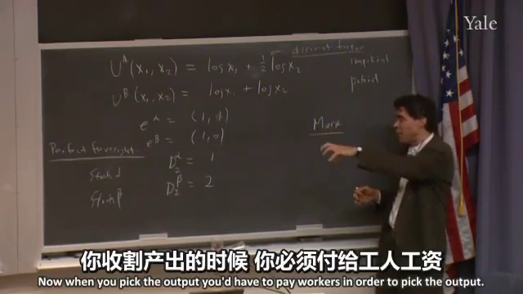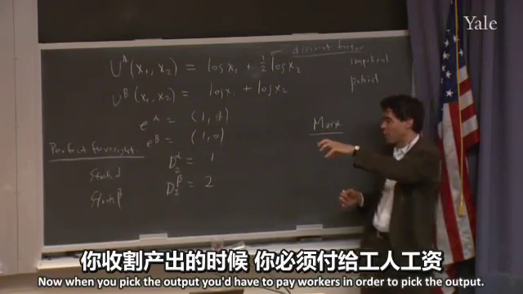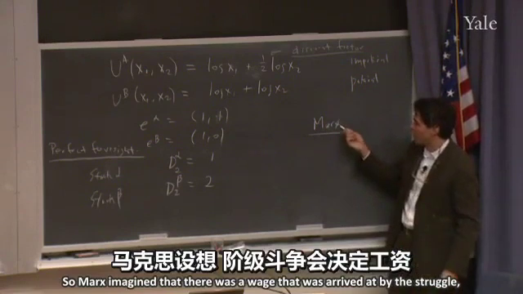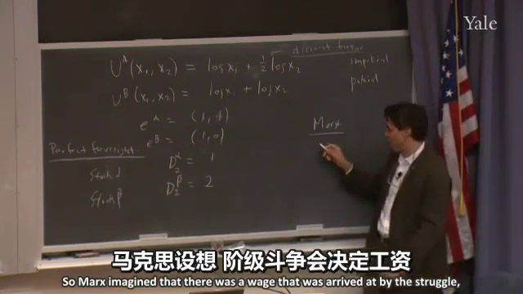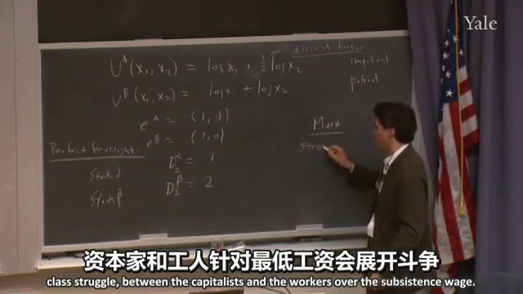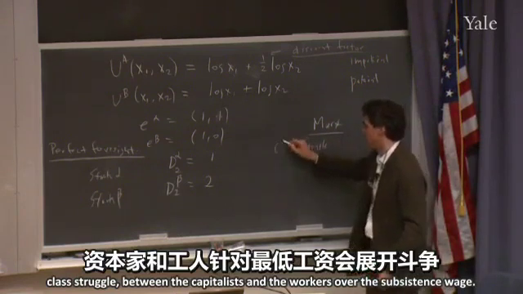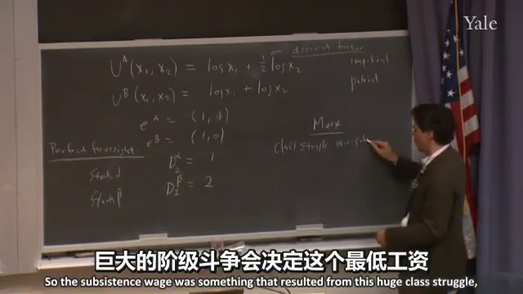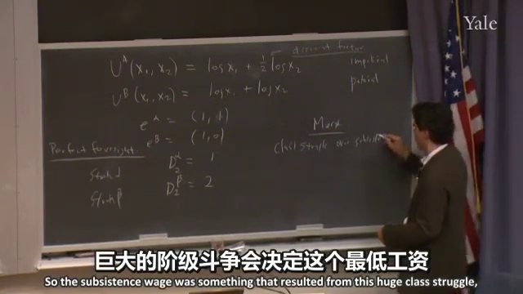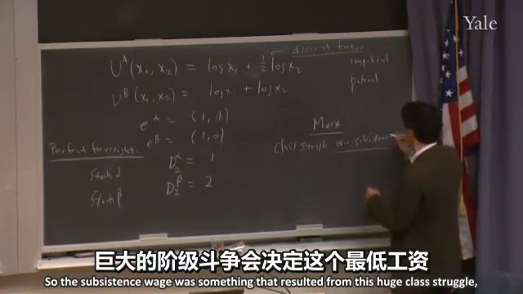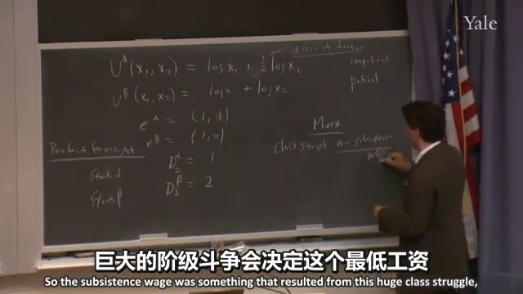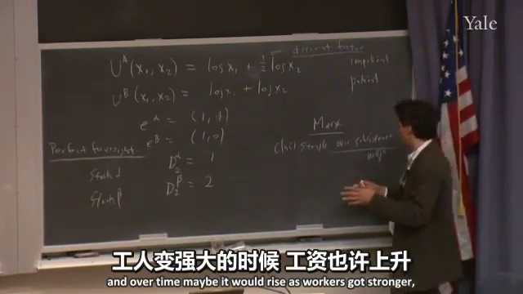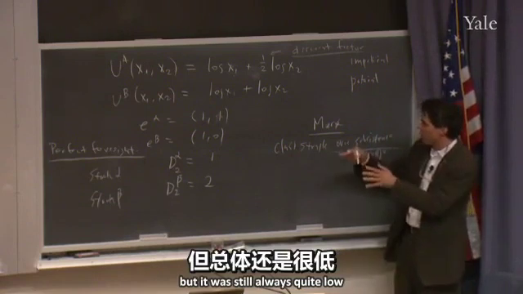Now, when you pick the output, you'd have to pay workers in order to pick the output. So Marx imagined that there was a wage that was arrived at by the class struggle between the capitalists and the workers over the subsistence wage. So the subsistence wage resulted from this huge class struggle, and over time maybe it would rise as workers got stronger, but it was still always quite low.